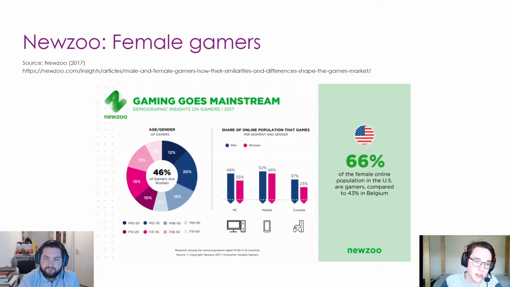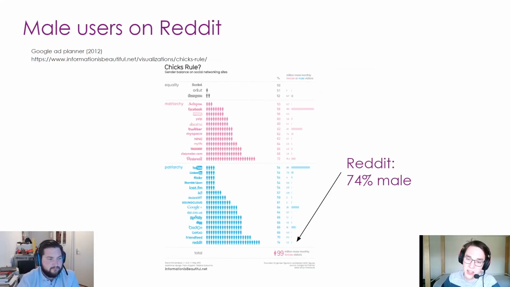What we think is the cause of this is that we primarily used Reddit as a form of distribution, and most of the users of Reddit are basically male, and we also see that in this graph. This figure shows that 74% of the users of Reddit are male. And if you distribute your survey on a platform that's mainly used by males, you can expect that most of your respondents are going to be male.